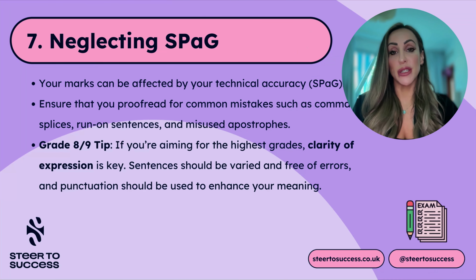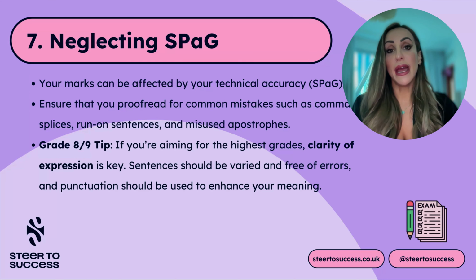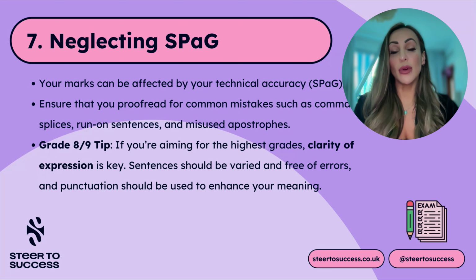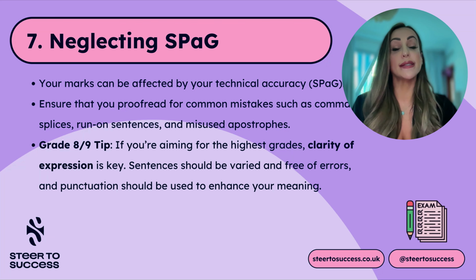Another thing that a lot of students neglect is SPAG, so spelling, punctuation, and grammar. Your marks can be affected by your technical accuracy. In literature, this is going to be affected on some questions, but not others. But in language, the technical accuracy is worth 20% of language. So ensure you proofread for common mistakes such as comma splices, run-on sentences, and misused apostrophes.